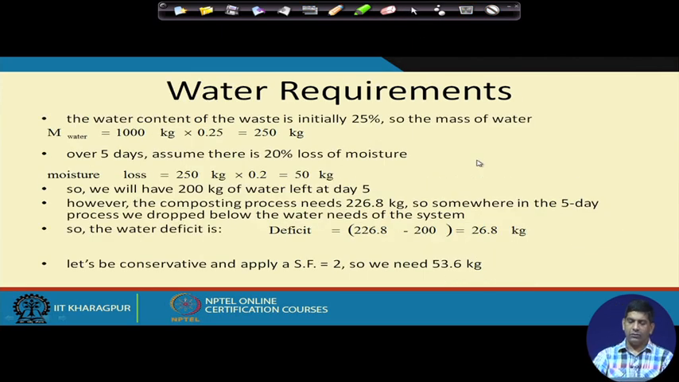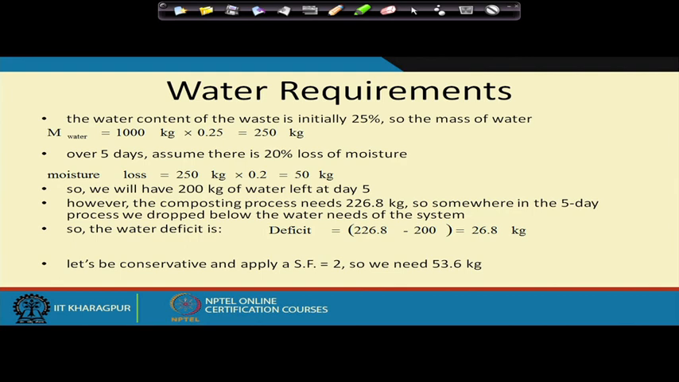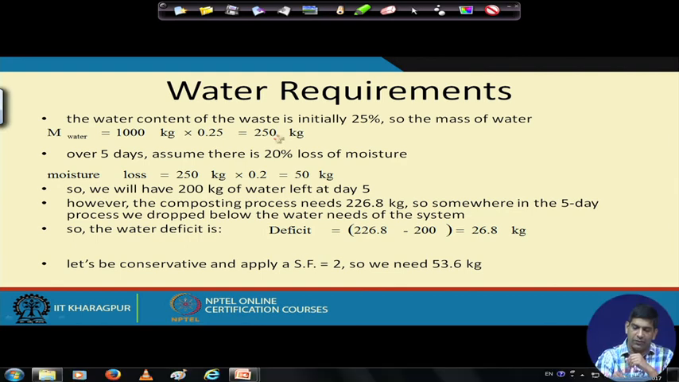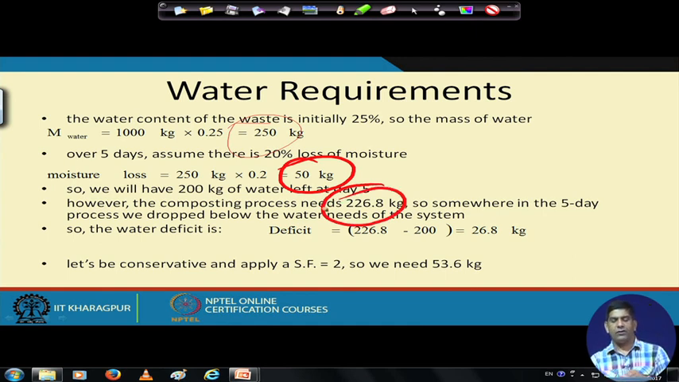And then you can also find out the mass of water which is required, because during the aeration process you are also losing some moisture. There is a loss of moisture over those 5 days. So if initially you had 25%, and over 5 days you have a 20% loss of moisture, you are losing around 50 grams from the 250 grams you had initially, so you are down to 200 grams. The composting process requires 226.8 kilogram. So somewhere in the 5-day process we dropped below the water need, so we need to add water.